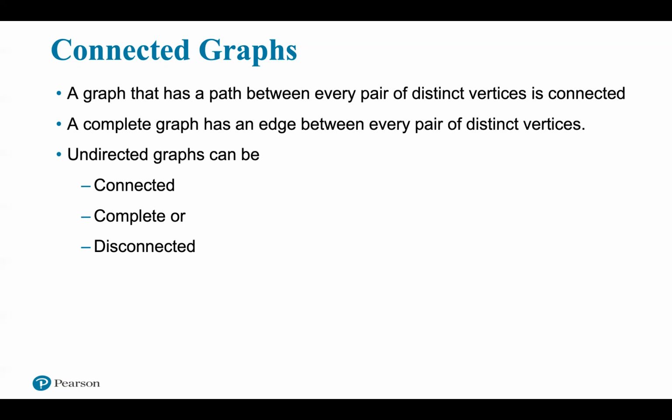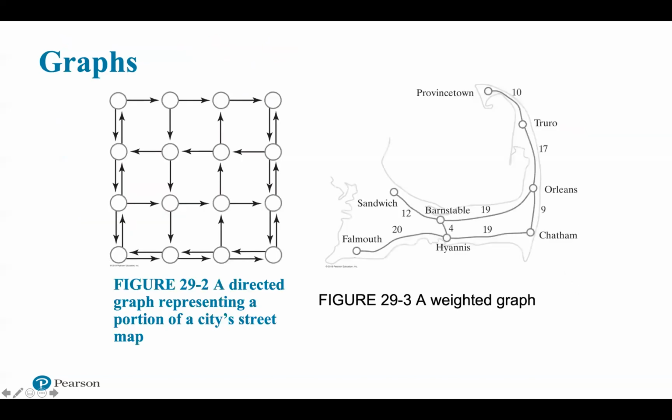The graph in 29.2 has a vertex for each intersection in the city street map. The edges each have a direction and are called directed edges. A graph with directed edges is called a directed graph or digraph. You can transform an undirected graph into a directed graph by replacing each undirected edge with two directed edges that have opposite directions. So let's talk about paths.